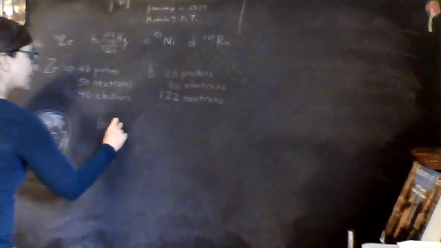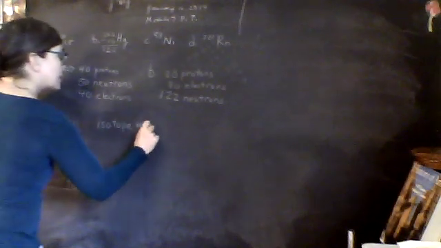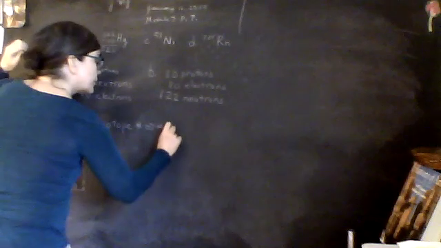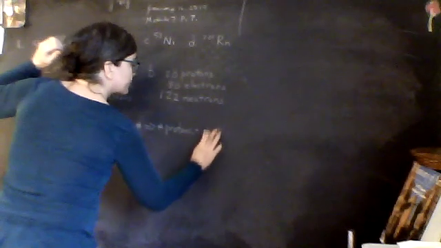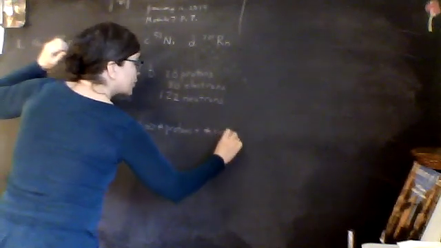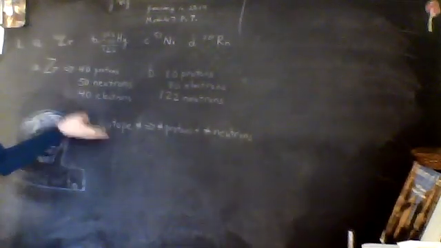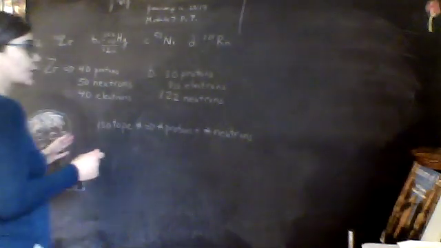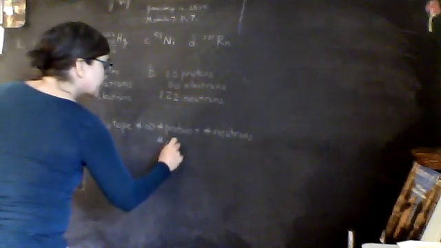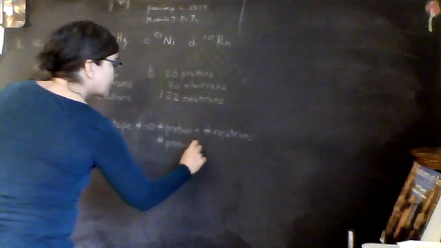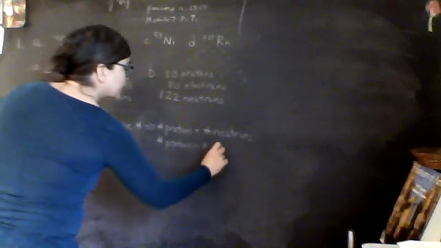Okay, so the isotope number, let's just review that. The isotope number is the number of protons plus the number of neutrons. Okay? Basically the mass of the nucleus, right? Yeah. Okay. So the number of protons will equal the number of electrons.